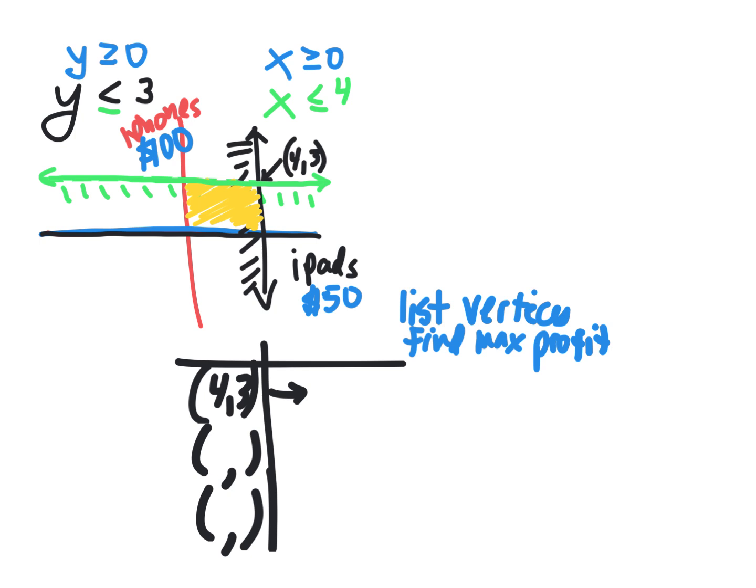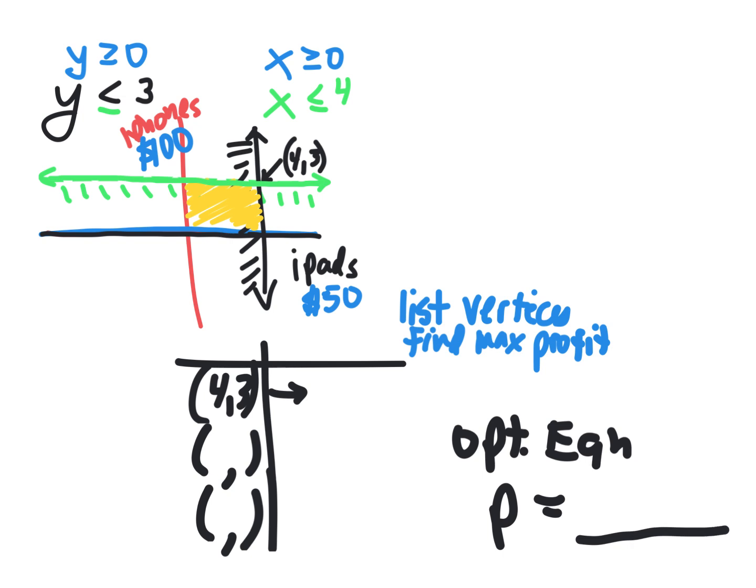And if you're like, but I don't have an equation to figure out the profit with, you're supposed to make that equation. And that comes from the 50 and the 100. And that's an optimization equation. Profit is blah, blah, blah.